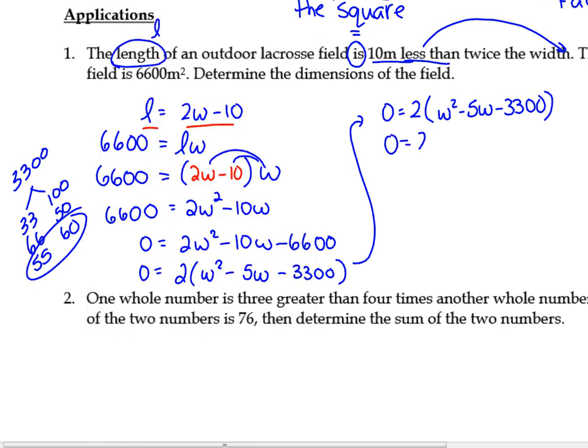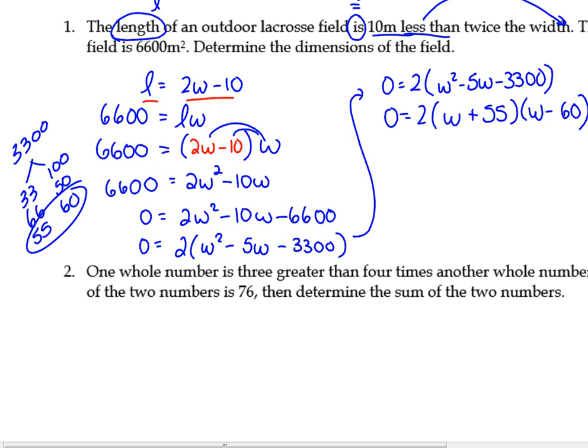So the question is, who's going to be the plus and who's going to be the minus? 60 is negative, 55 is positive. So, we have this product. What values of W would make this product 0? Okay, positive 60 and negative 55.